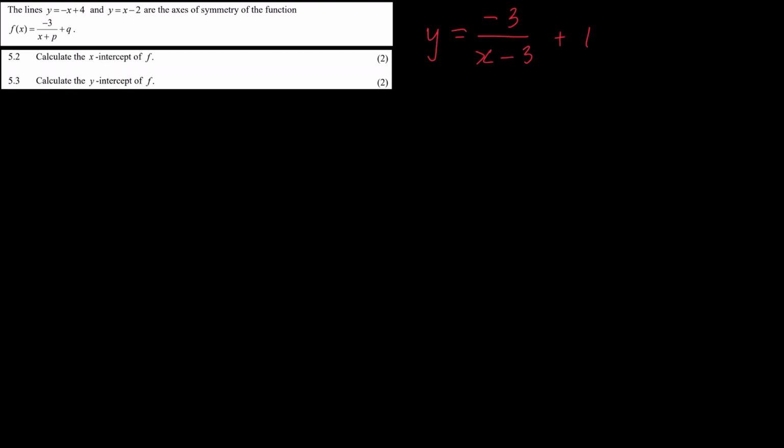Let's move on. The next question says, calculate the x-intercept of f and then calculate the y-intercept of f. What I've done is I've written out our formula completely now on the top right corner. So that's our completed formula: y equals negative 3 over x minus 3 plus 1. Now to solve for an x-intercept, you make y equal 0. So the equation is going to be 0 equals minus 3 divided by x minus 3 plus 1.